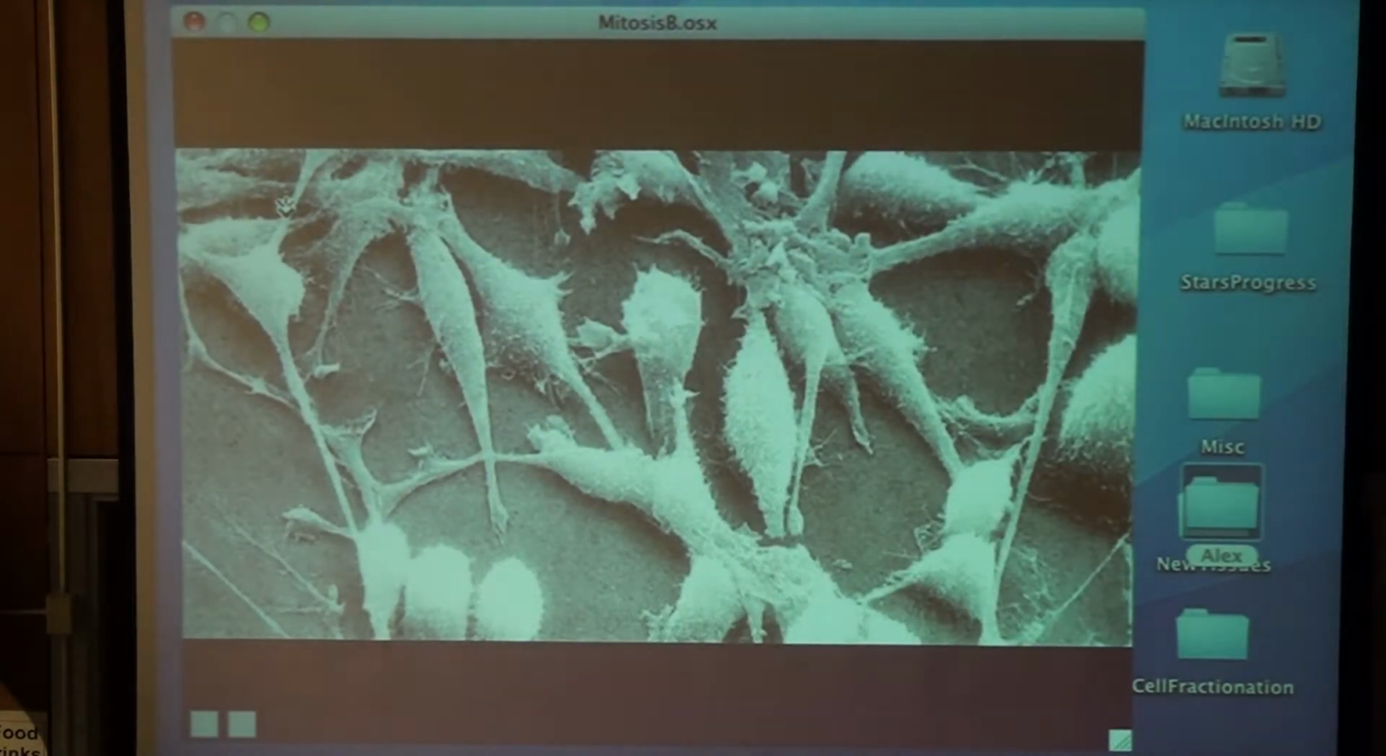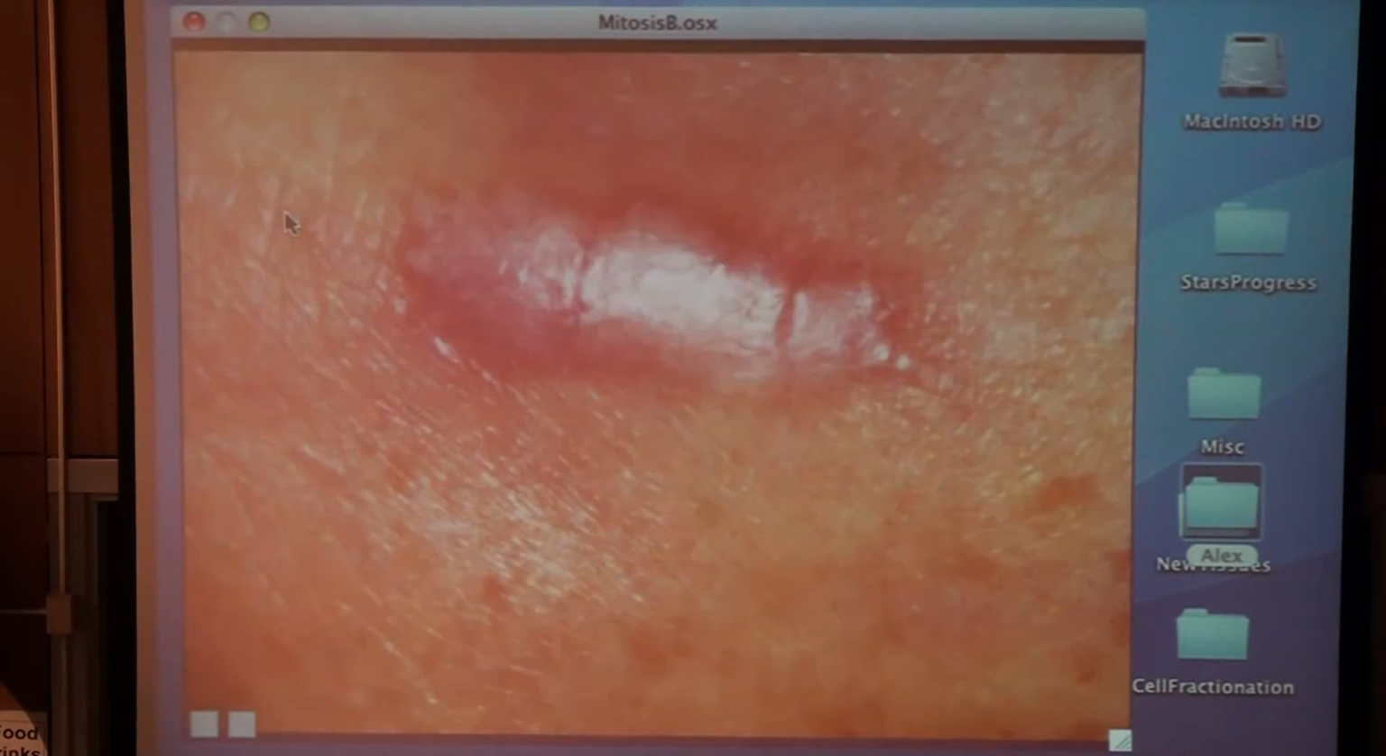A classic example of that is a type of cell called fibroblasts, which you see here. And these are the ones that form scar tissue. If you get a wound and eventually it gets filled in by scar tissue, it's because these fibroblasts re-entered the cell cycle and filled in the wound. And that's what the scar is.